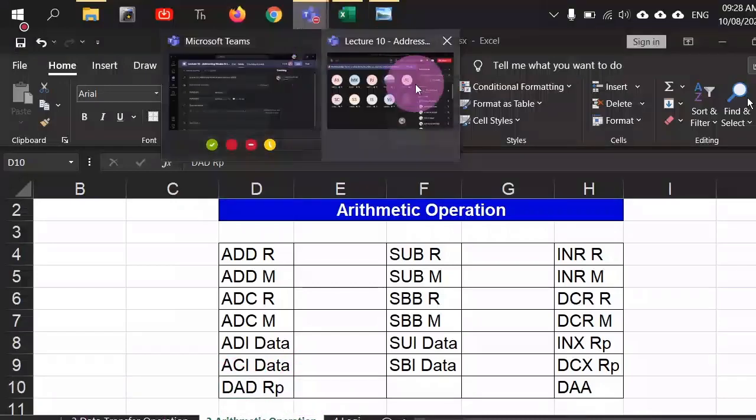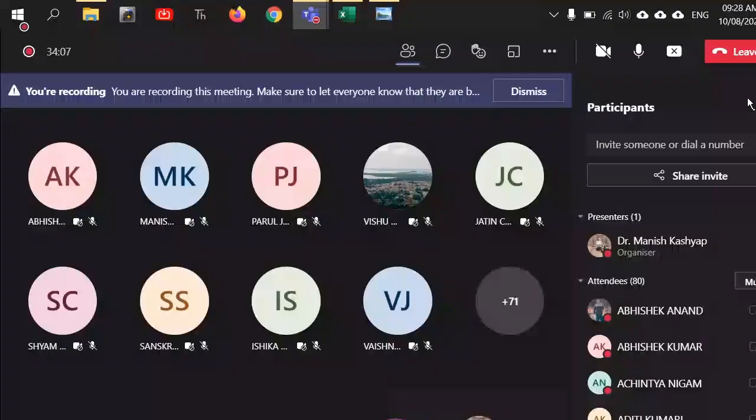Anyone? For addition of 16-bit numbers. Yeah, it is used for addition of 16-bit numbers. But since 16-bit numbers cannot be copied into the accumulator register alone, for that purpose the default register becomes the HL register pair. And we have seen this command in one of the laboratories.